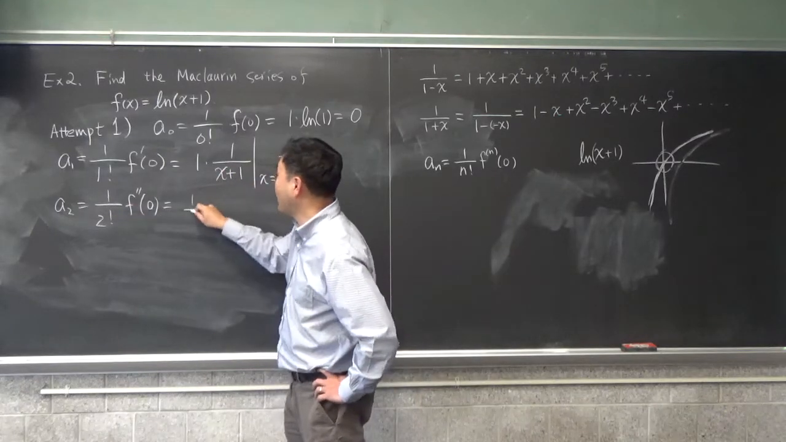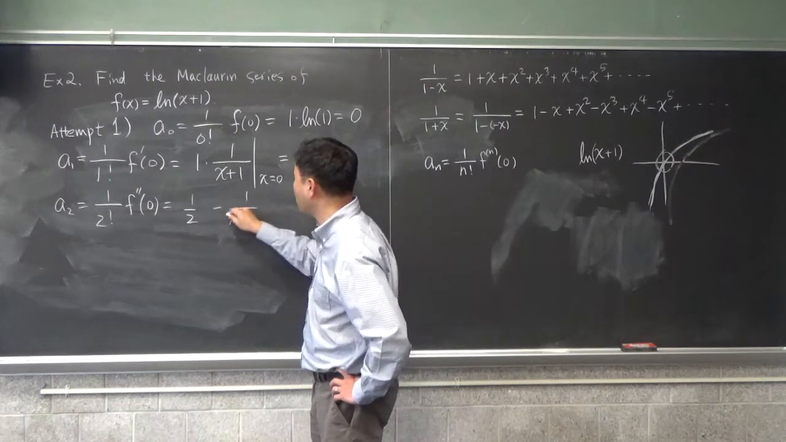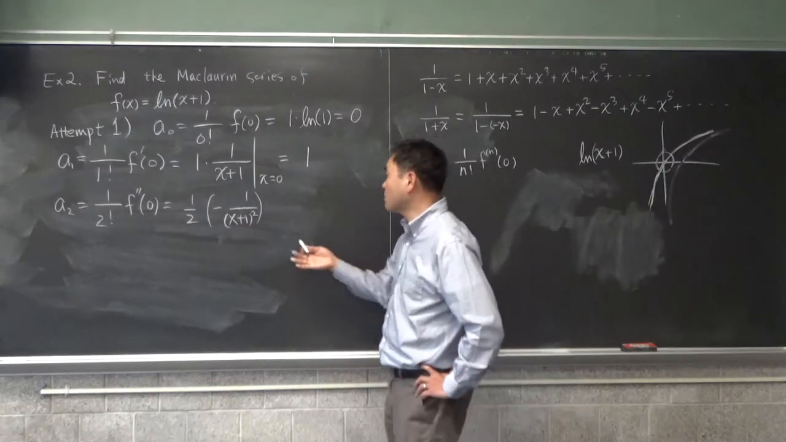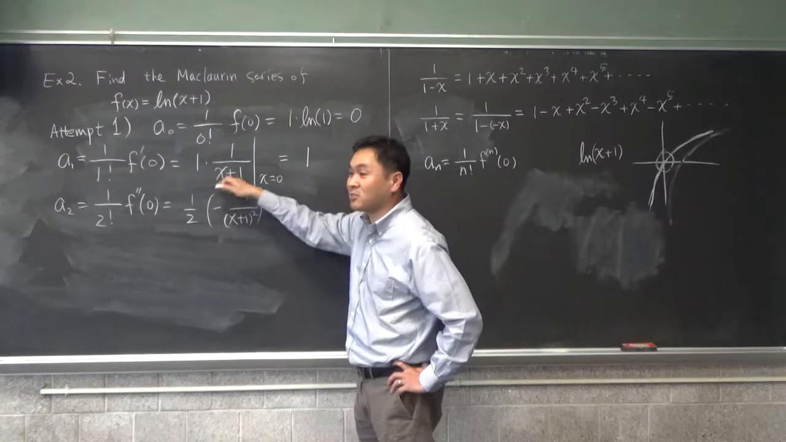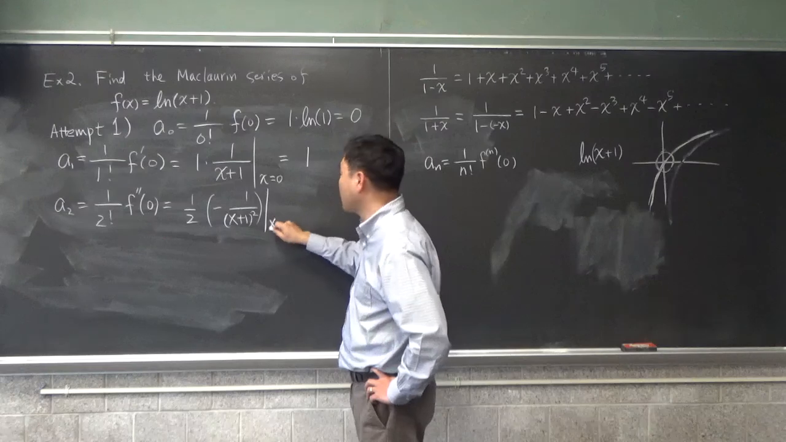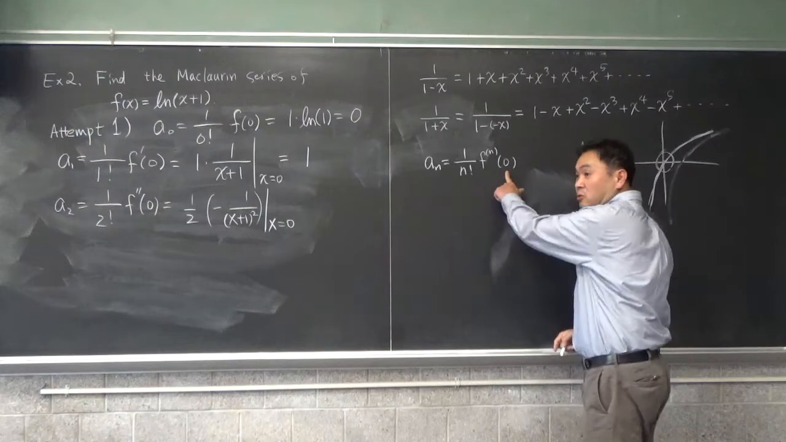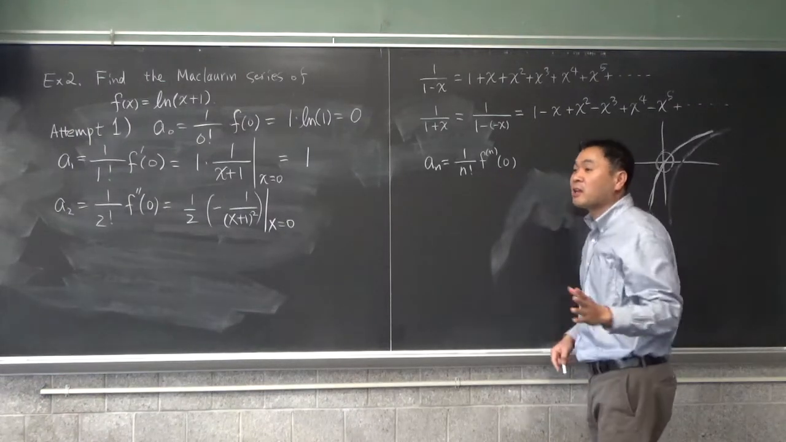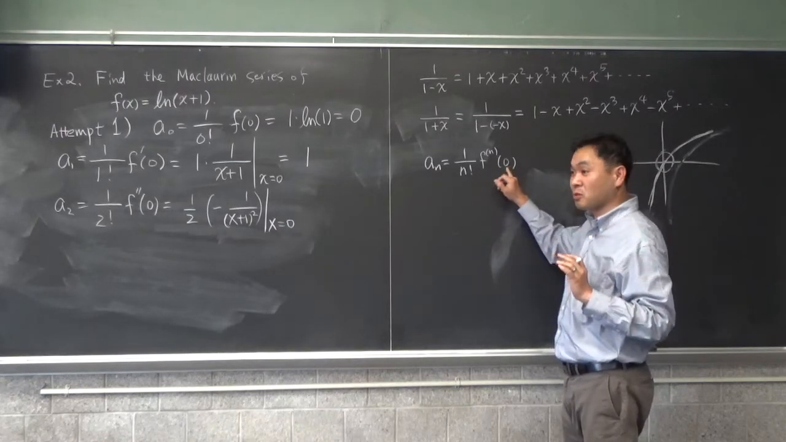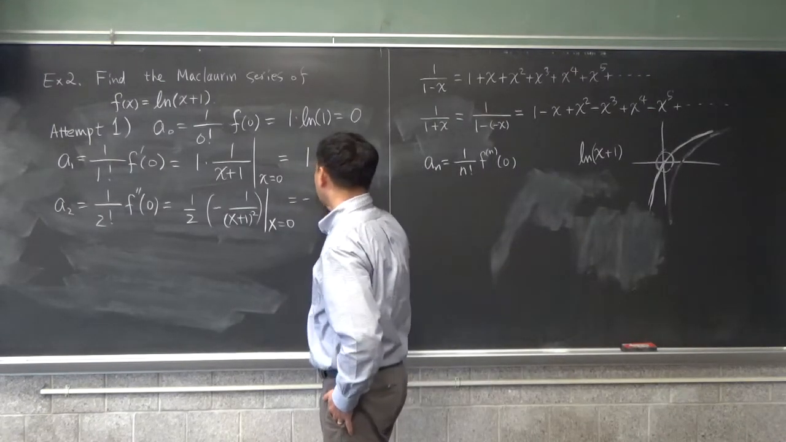1 over 2 factorial is 1/2. If you differentiate this, that's negative 1 over x plus 1 squared. Well, it's either by the quotient rule, or you can use the power rule by writing this as x plus 1 to the negative 1 power. And then you plug in x equal to 0, right? It's 0 again? Okay. That's the formula for Maclaurin series. You always have to plug in 0. See, for Taylor series, if you expand with the center at 1, then you would plug in 1 there. Okay? So A2 is negative 1/2.